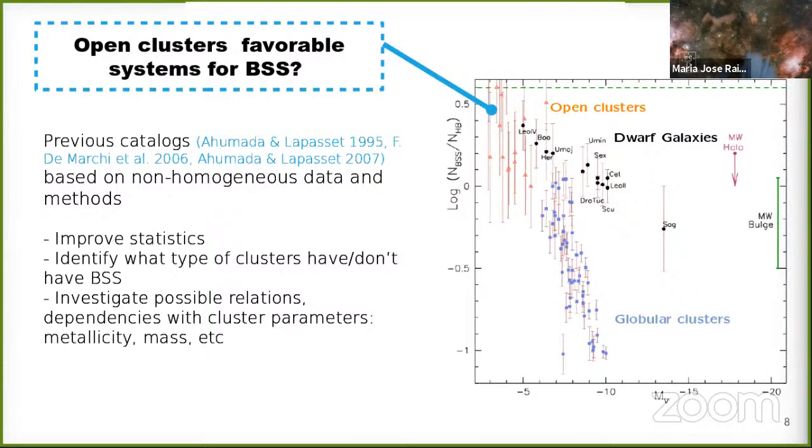So among the principal aims of this catalog is, first, to move towards a more comprehensive picture of the nature and origin of these stars by improving the membership, driving blue straggler statistics, but also to identify what type of clusters have blue stragglers and what type do not, and investigate possible relations with mass, age, metallicity, etc. And in general, it is to provide the community with a homogeneous and internally consistent catalog.